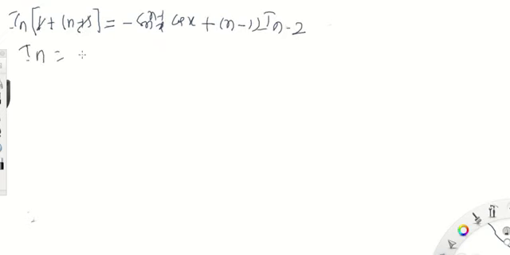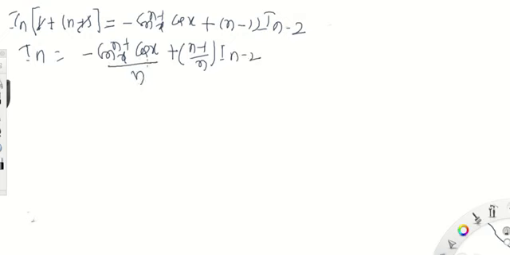This is equal to, the formula is minus sine to the power of n minus 1 x into cos x, that is plus n minus 1 into I n minus 2. We can observe the result: minus 1 plus 1 gets cancelled, then I n is equal to minus sine to the power of n minus 1 x into cos x plus n minus 1 by n into I n minus 2. You can represent this also by n because we are dividing the term.